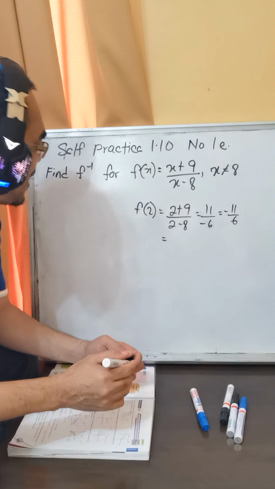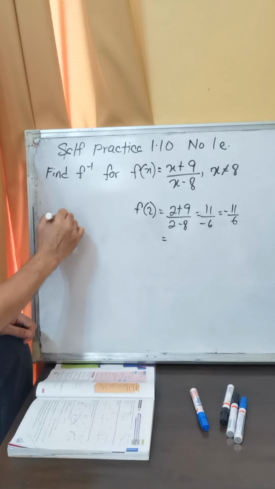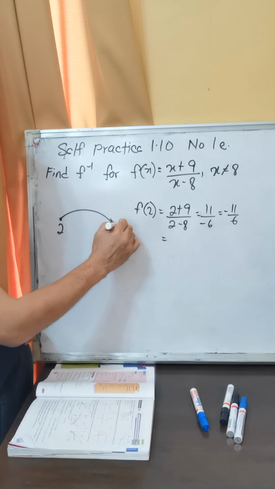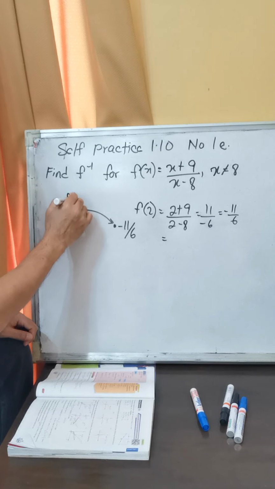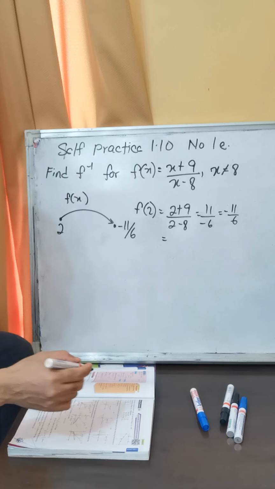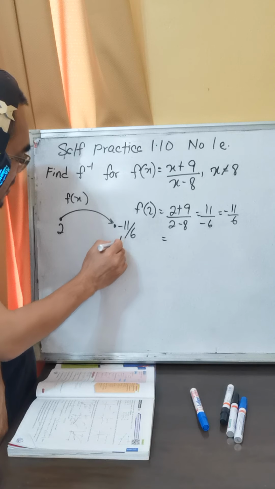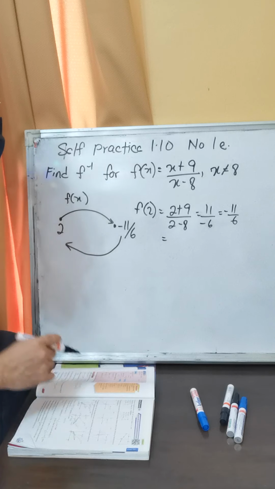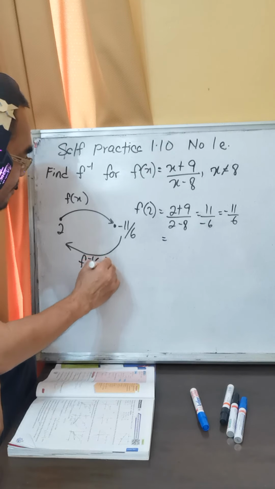What I want to stress is that in this case 2 is here, and then it maps to negative 11 over 6 under f(x). So f(x) is here. So what is the function that will map negative 11 over 6 back to 2? So definitely it is the inverse of f(x). Okay?